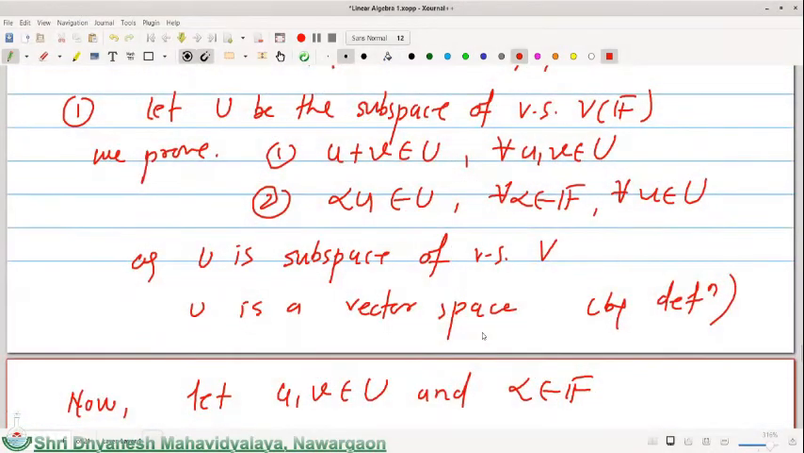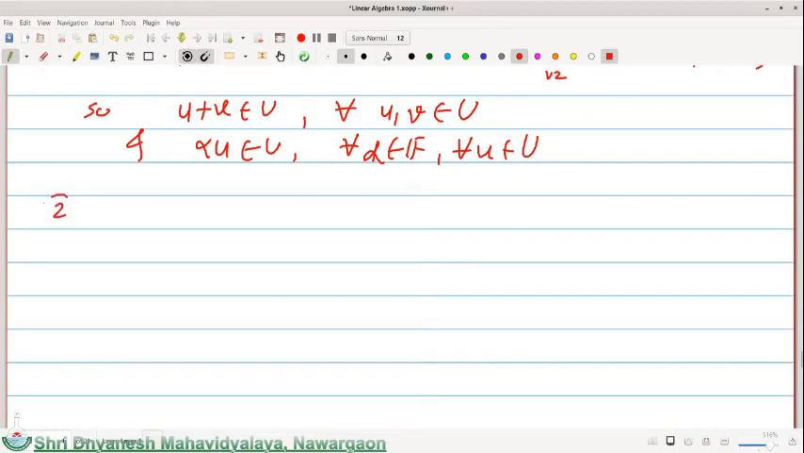Now we assume these two points and we will prove U is a subspace of vector space V. Okay, number 2.